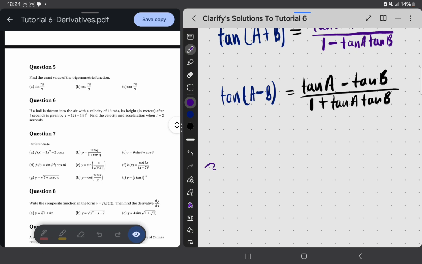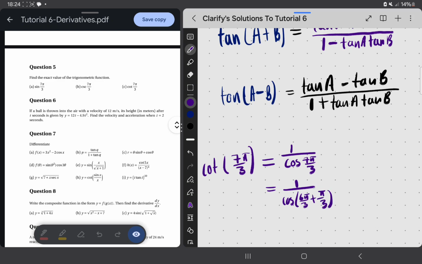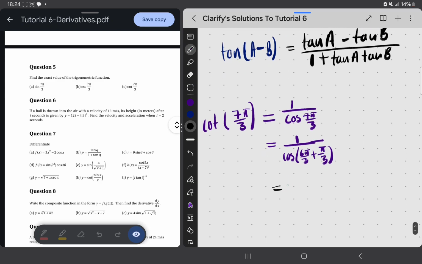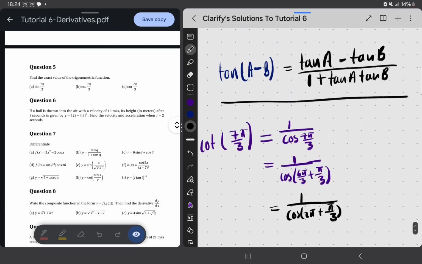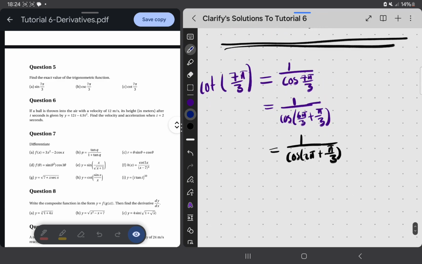So now we have cot of 7 pi over 3. Now, cot cannot be punched in the calculator, just like cosec, we had to change it to 1 over sine. Cot is 1 over cos, so we know that it's going to be 1 over cos of 7 pi over 3, which we can split to be 1 over cos of 6 pi over 3 plus pi over 3. Okay, this should get back to 7, but we want to do it in parts. Now this becomes 1 over cos of 2 pi plus pi over 3. We expect you to come in knowing this. So you can put it somewhere.